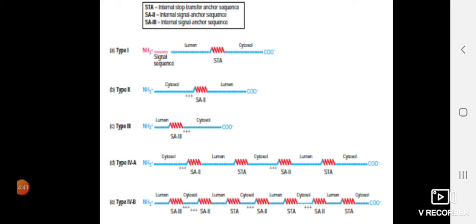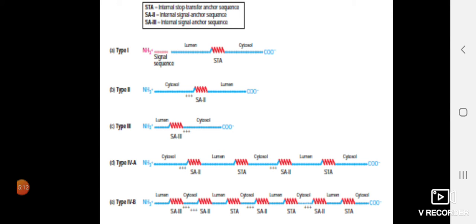And there is type 4A, type 4B, which I was discussing earlier. This is a multipass membrane protein, wherein in type 4A the orientation is such that the N terminal will have the cytoplasmic side and the C terminal the luminal side, which starts with the signal anchor sequence, that is type 1 sequence having positively charged amino acids at the N-terminal side, then followed by a stop transfer, then SCA2, then STA, like that.